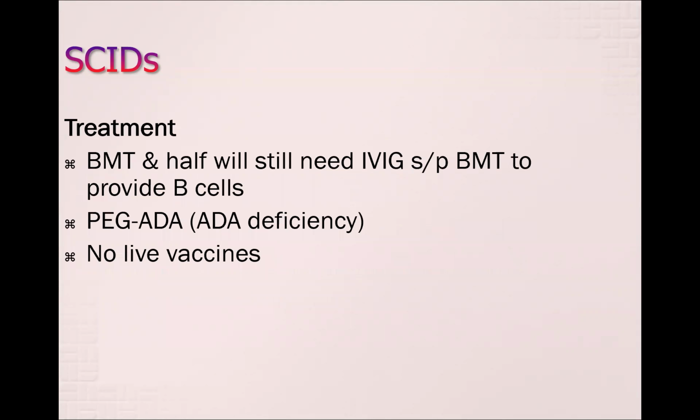So treatment-wise, it really depends on the type of severe combined immunodeficiency that somebody has. A lot of them will go on to bone marrow transplant, and even after that, some will still need IVIG to provide B-cell improvement. We talked about PEG-ADA, and the thing to remember from Dr. Hahn's immunization lecture is that patients with severe combined immunodeficiency cannot get live vaccinations.